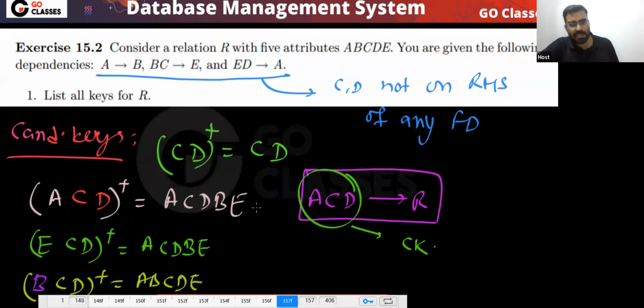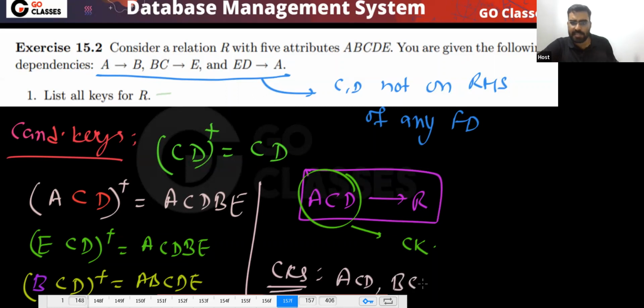Can we have a 4 attribute candidate key? No, because remember CD must be part of every candidate key. Now, if you take 2 more attributes, then that will be a superset of a candidate key. So ultimately, in this question, what are the candidate keys? Those are ACD, BCD, ECD. These are the candidate keys. Now let's see. Now what we need to find?